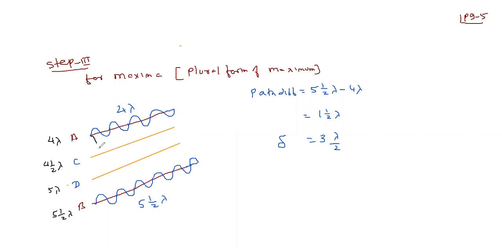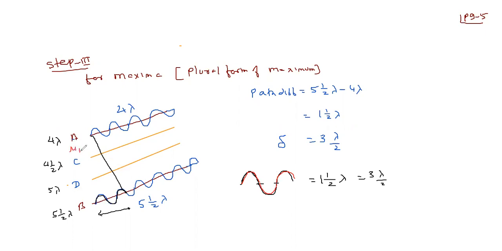And what is the path difference? It is 1.5 lambda. So half lambda, half lambda, half lambda. This is one half lambda, this is one half lambda, this is one half lambda. Total 1.5 lambda, that is 3 lambda by 2. So lambda by 2, first lambda by 2, second lambda by 2, third lambda by 2. Total 3 lambda by 2.